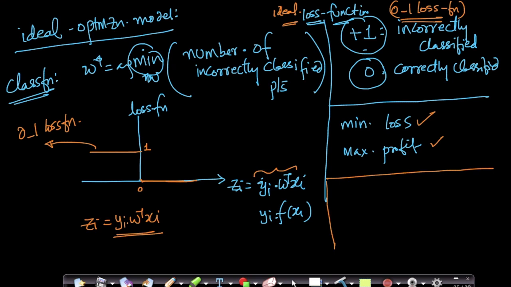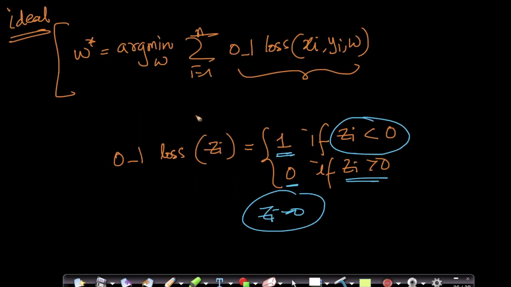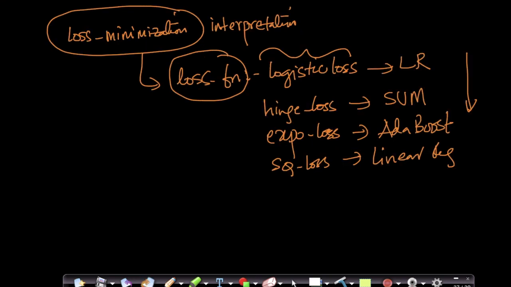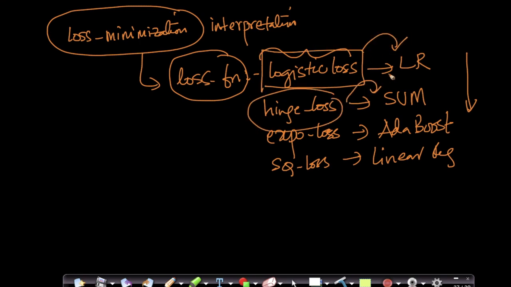Again, the loss minimization interpretation in a nutshell is this. Since we can't differentiate 0, 1 loss, let us approximate it with other losses. One such loss is logistic loss. When we use logistic loss, we get logistic regression. When we use hinge loss, you will get support vector machine, and so on and so forth. Again, we'll see all these techniques in future chapters of this course.